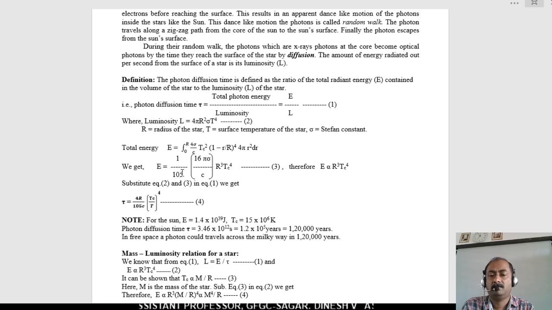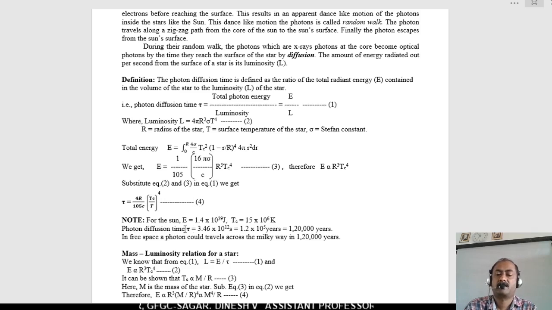Here in equation 3, the energy is directly proportional to R cube, the radius of the star, and directly proportional to the 4th power of the absolute temperature of the star, that is the core temperature. Here substitute equation 2 and 3 in equation 1. On further simplification, we get tau, that means photon diffusion time tau, equals 4R by 105 into speed of light c into (Tc by T) whole to the power 4. This is the photon diffusion time expression.